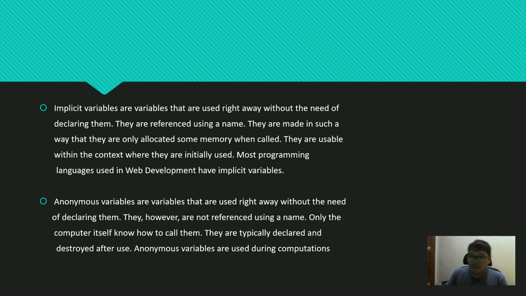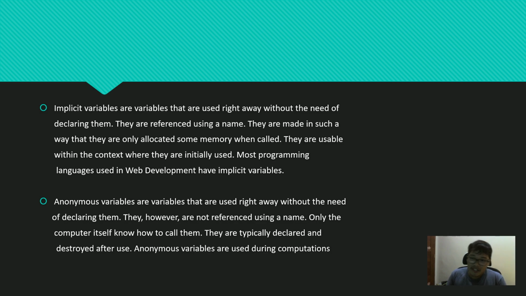Implicit variables are used right away without the need of declaring them. They are referenced using a name. They are made in such a way that they are only allocated some memory when called. They are usable within the context where they are initially used. Most programming languages used in web development use implicit variables.